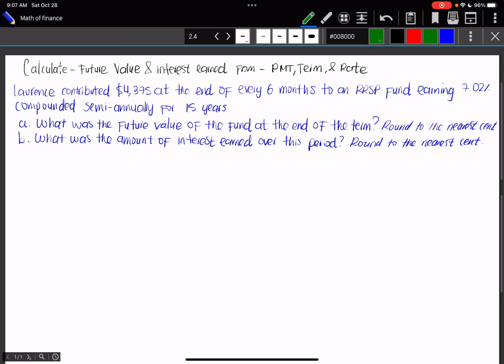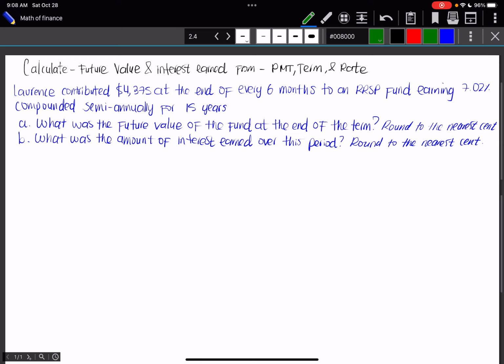And welcome to this example on annuities. An annuity is a series of payments, usually in equal amounts, that are made at regular intervals for a fixed period of time. Consider the example we have right here.